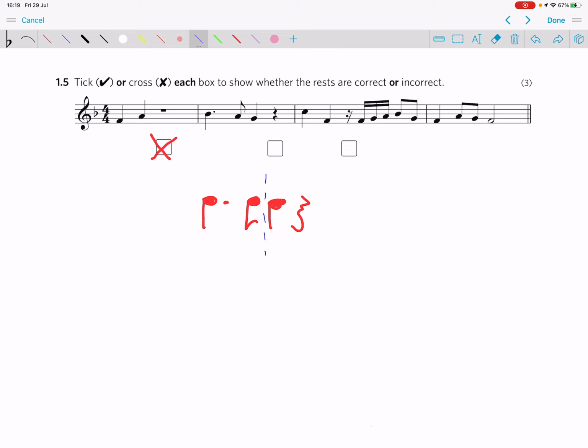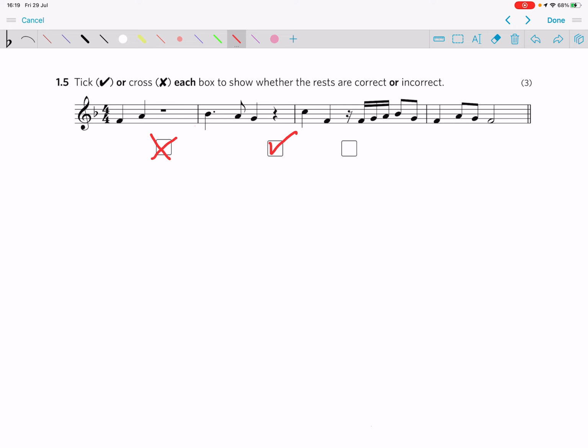Okay, so it doesn't look like that's happened, and it is a crotchet, which is what we need. So we've got a crotchet and a half here, we've got a half there, which means 2 for this side of the bar. That's a crotchet and that's a crotchet, so that's 2, and of course they together make 4. So that means that it looks pretty much successful to me. So I think that one is a tick. Okay, let's have a look at the next one.